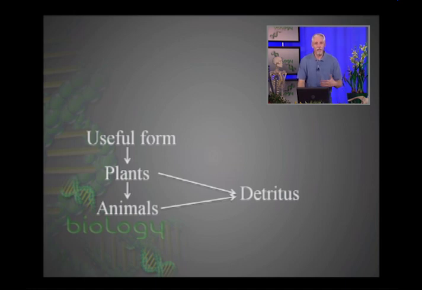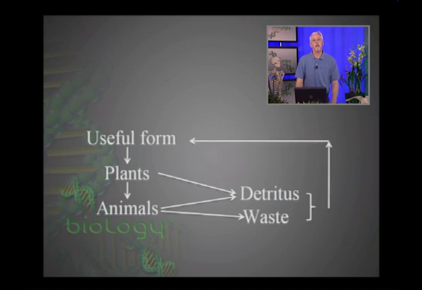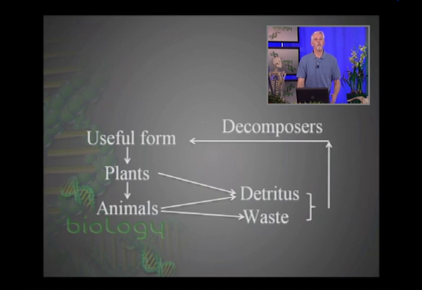can die, and in their dead form we refer to dead plants and animals as detritus. Also animals will produce waste. These nutrients are then locked up in the decomposing tissue and the waste of plants and animals. Then decomposers, microorganisms, typically bacteria, archaea, and fungi, will decompose those organisms and return the useful form to the environment. Again, this could be an aquatic ecosystem, this could be a terrestrial ecosystem. So they continue to cycle through the food chain in this way.